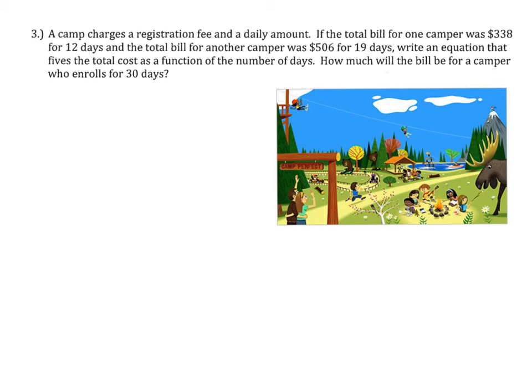So first thing, let's underline what we're doing. We're writing an equation that gives the total cost as a function of the number of days. So we're going to need a few things. We need $338 for 12 days. We also need $506 for 19 days. Now, this problem is not giving me the rate of change. It's not telling me what the price per day is. So we're going to have to figure that out on our own.